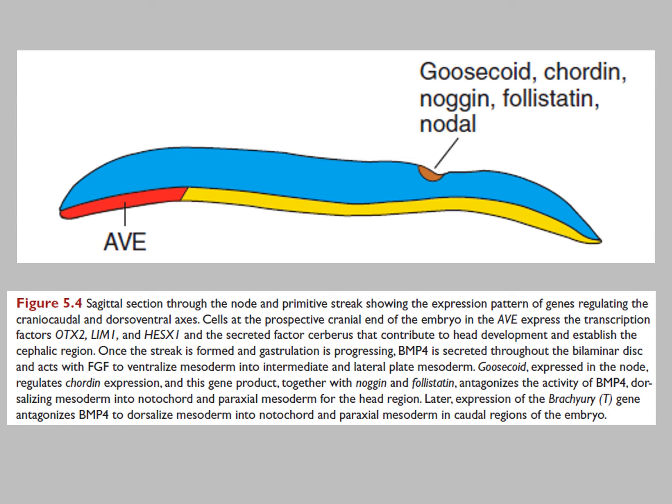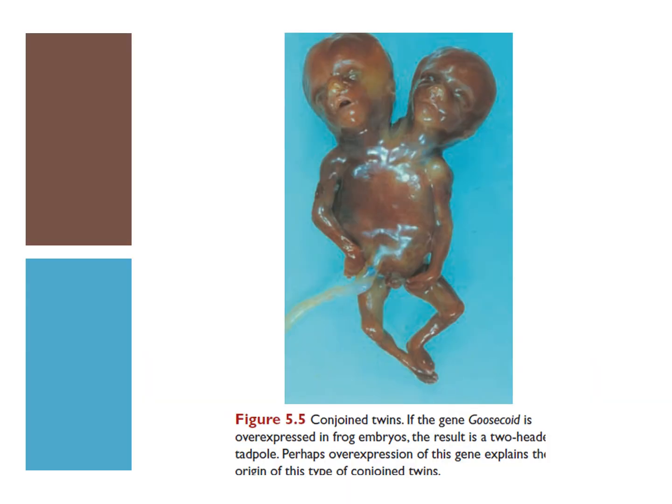Another member of the TGF-beta family, bone morphogenetic protein 4 or BMP4, which is secreted throughout the embryonic disc, also plays a role in the formation of the antero-posterior axis. The nodal gene is involved in initiating and maintaining the primitive streak. There are also genes found in the node that would later on induce regional specificity in the forebrain and the midbrain areas.